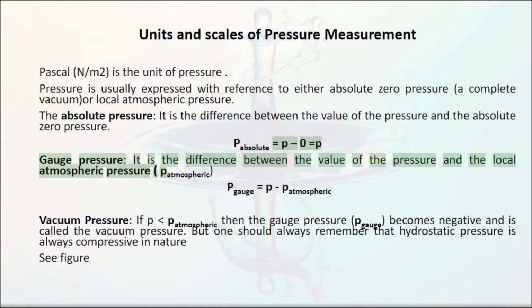Gauge pressure is the difference between the value of the pressure and the local atmospheric pressure. P gauge equals P minus P atmospheric. Vacuum pressure: if P is less than P atmospheric, then the gauge pressure P gauge becomes negative and is called the vacuum pressure. But one should always remember that hydrostatic pressure is always compressive in nature. See figure.